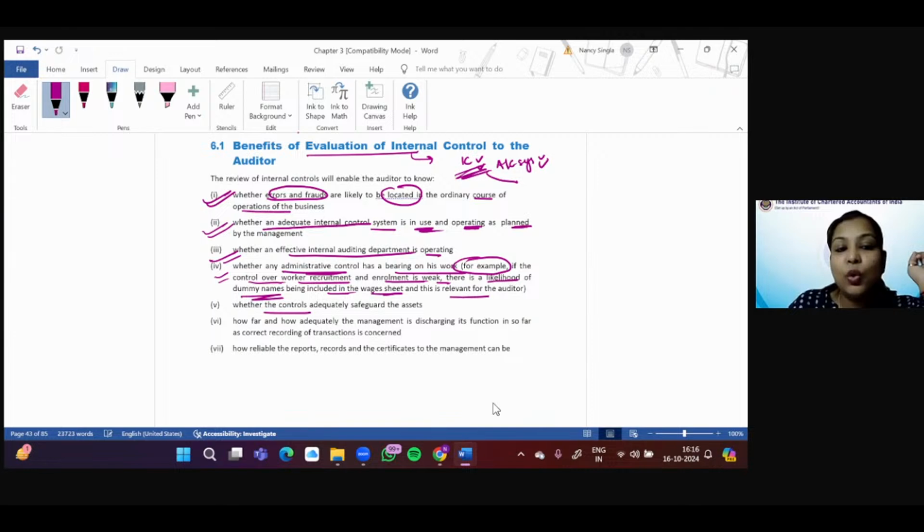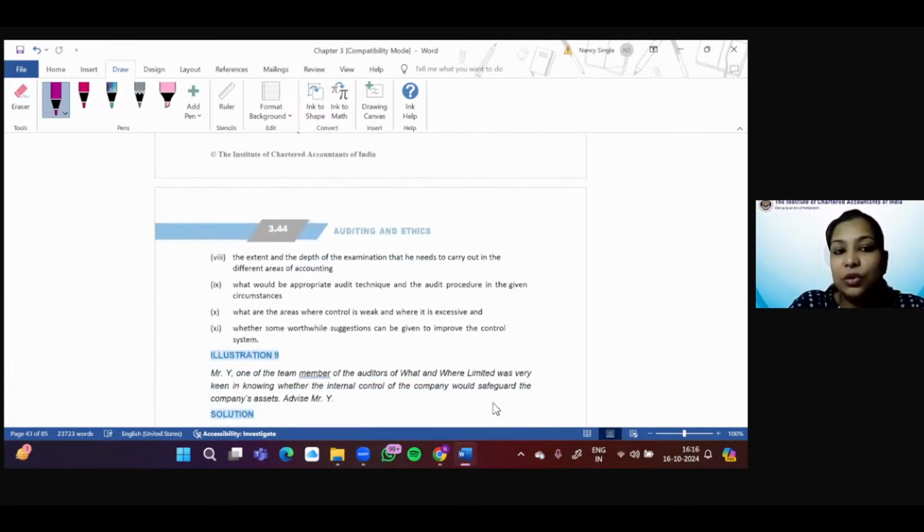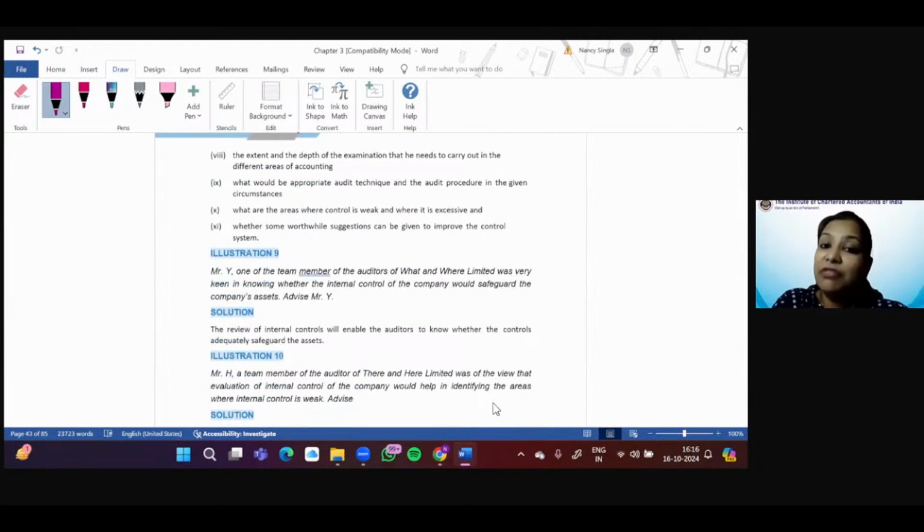Whether the controls adequately safeguard the assets, how far and how adequately the management is discharging its function so far as recording of transactions is concerned, how reliable the reports, records, and certificates of management can be. If internal control is good, then only the reports and certificates given by the management are reliable. After having the evaluation, the auditor is able to know the extent and depth of examination that he needs to carry out, that is the nature, timing, and extent of his substantive procedures.